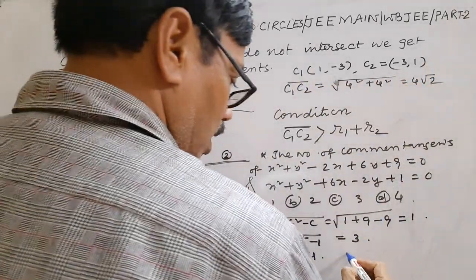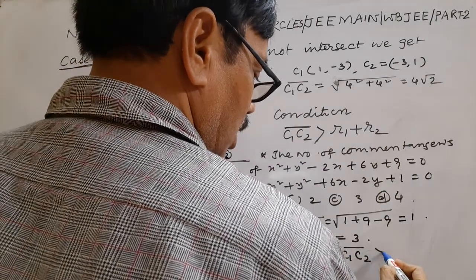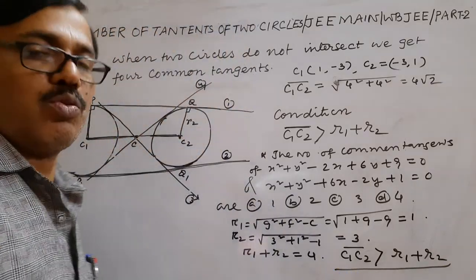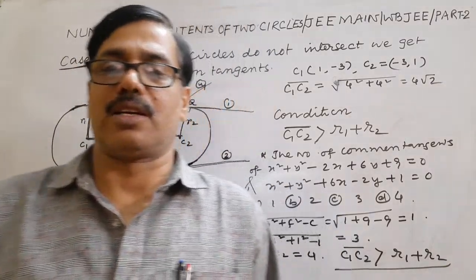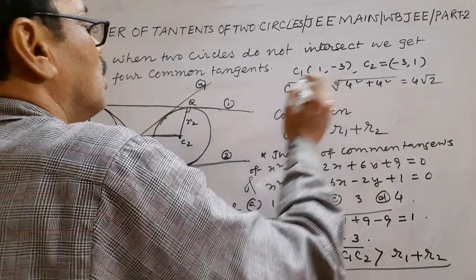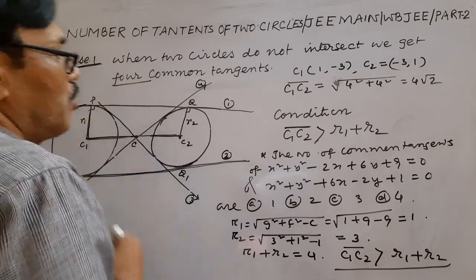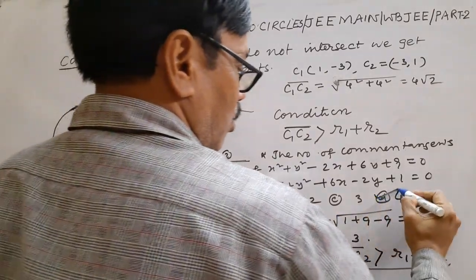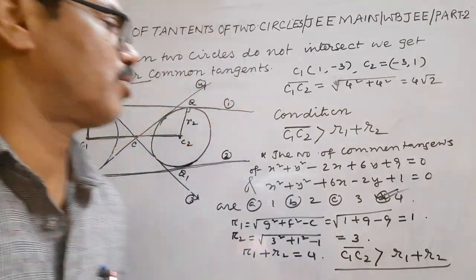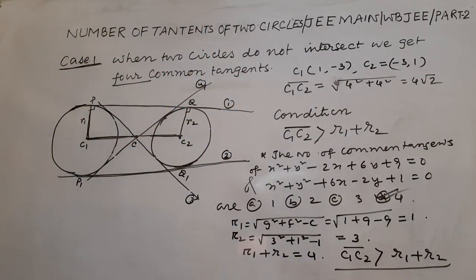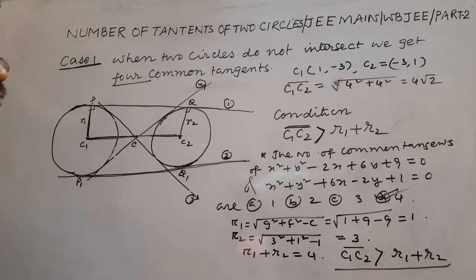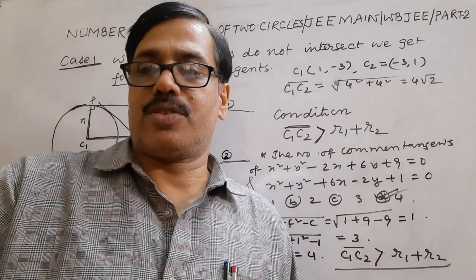So obviously we are getting C1C2 greater than R1 plus R2. So the two circles do not intersect. So how many common tangents? So 4. So the number of common tangents is 4. So the answer will be option D. So you have to remember this condition. Now case 2.